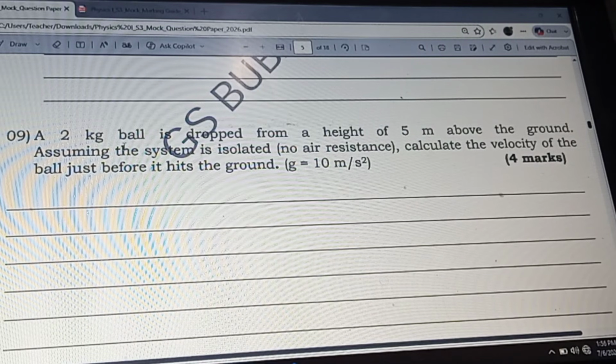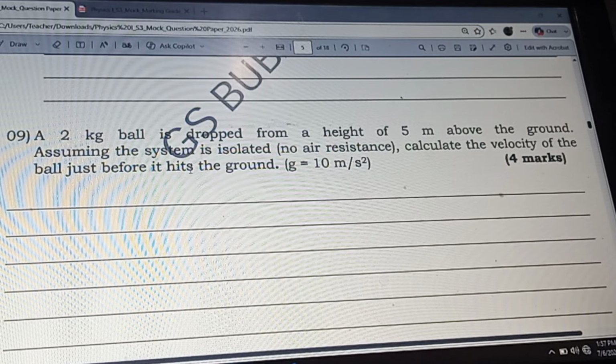A 2-kilogram ball is dropped from a height of 5 meters above the ground. Assume the system is isolated, no air resistance. Calculate the velocity of the ball just before it hits the ground. G is equal to 10 meters per second squared. Calculate the velocity of a ball just before it hits the ground.